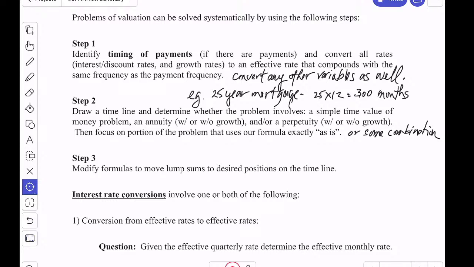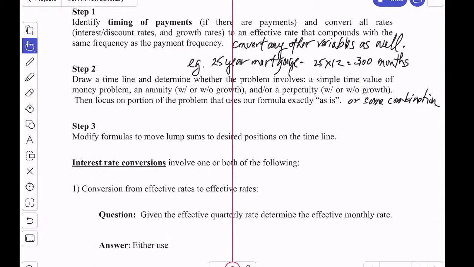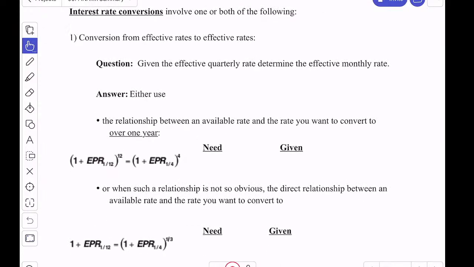where those patterns emerge. So if you see a pattern, like in the case of a bond, you see an annuity and a basic time value of money, the face value of the bond. Those are two formulas, and you apply them where they are. Then in the last step, you modify the formulas to move lump sums to desired positions on the timeline, and then you add them together. So those are the steps, and then here's just a summary of the two relationships.